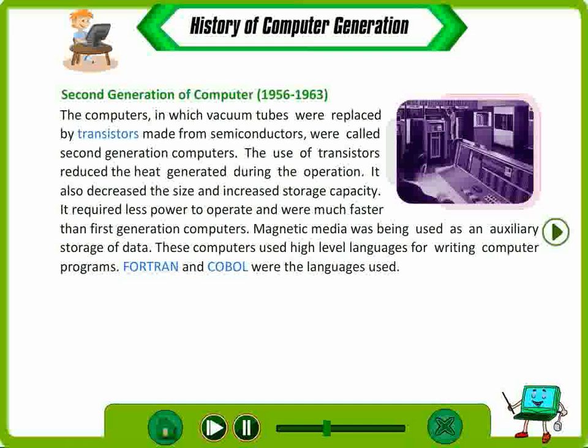Magnetic media was being used as an auxiliary storage of data. These computers used high-level languages for writing computer programs. FORTRAN and COBOL were the languages used.